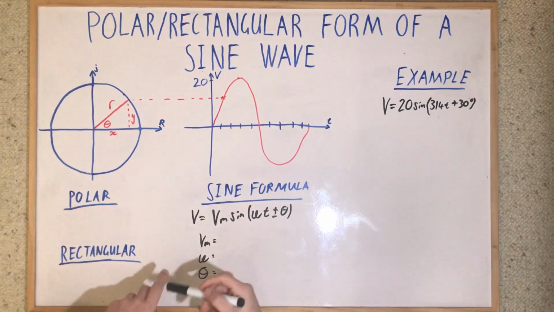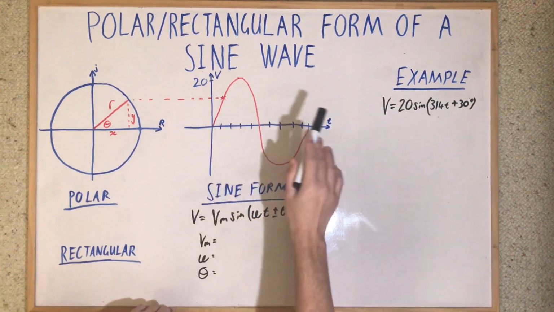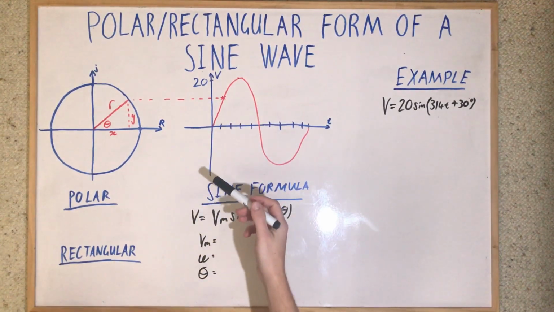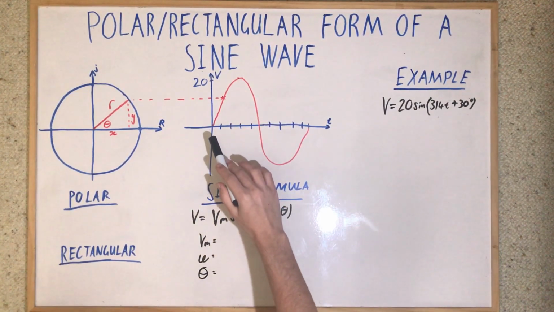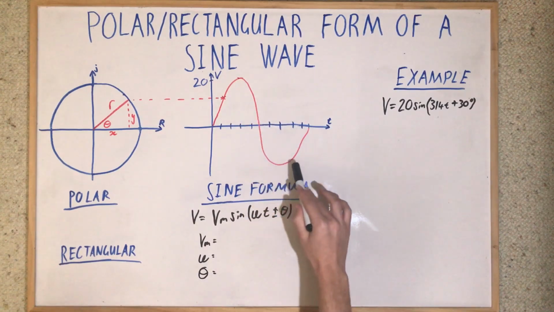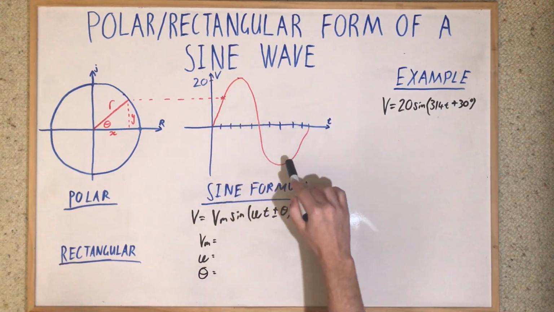Hi, today I'm going to be talking to you about the polar and rectangular form of a sine wave. When analysing AC circuits, voltages and currents typically have this sinusoidal behaviour. But how does this sine wave get this shape?